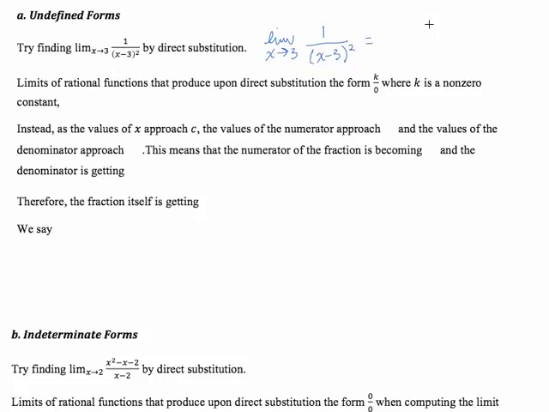Okay, for this we're going to plug in 3. So it's 1 over (3 minus 3) squared. Well, that's 0. That's 1 over 0. Okay, which is undefined. So for limits of rational functions that produce, upon direct substitution, the form k over 0, where k is a non-zero constant, those will never approach a specific value.